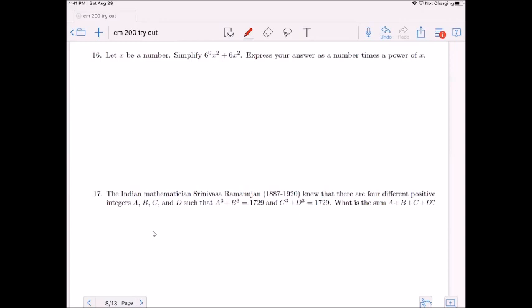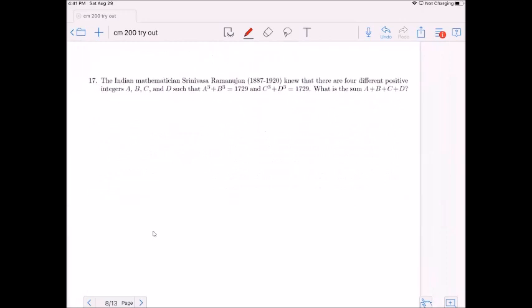Okay, let's start. This one, 6 to the power of 0 is 1. So 1x squared plus 6x squared equals 7x squared, right? This was easy. What about 17?